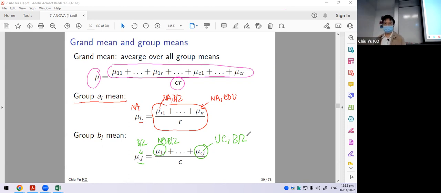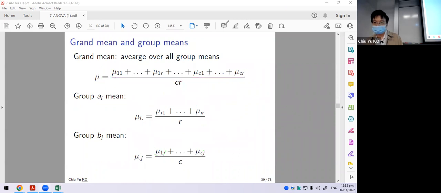So basically, this is the grand mean and the group means. Once you have this, then we can define the treatment effect. Is that okay for this one? Just like the mean for B school, you just average all the B school means over all the colleges, and if you have education, over all the colleges. Is that clear what these two means are? Okay. Let's take a look at this one.